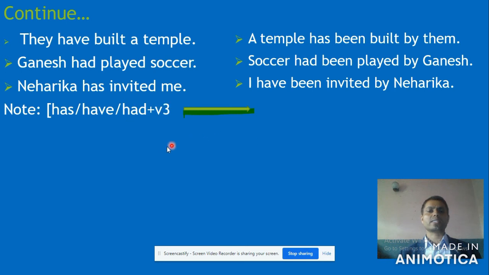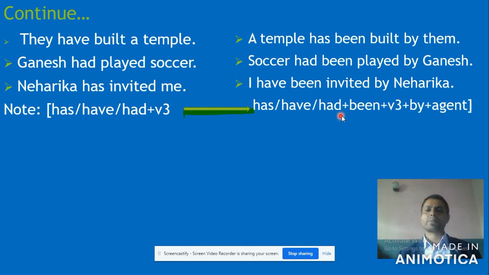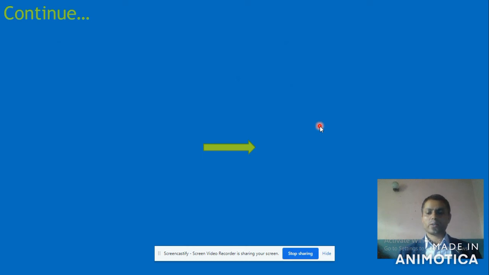Now note this important thing down. If you find such a structure, has or have or had plus verb 3, present perfect or past perfect, then you have to follow this pattern. You have to follow this structure: has or have or had plus been plus verb 3 plus by plus agent. Please never forget. Note it down in your copy. Then apply this structure every time to change active into passive and vice versa. Right? Okay.